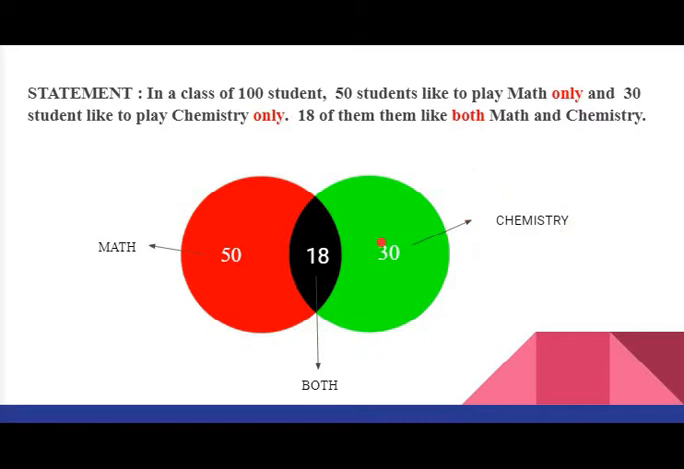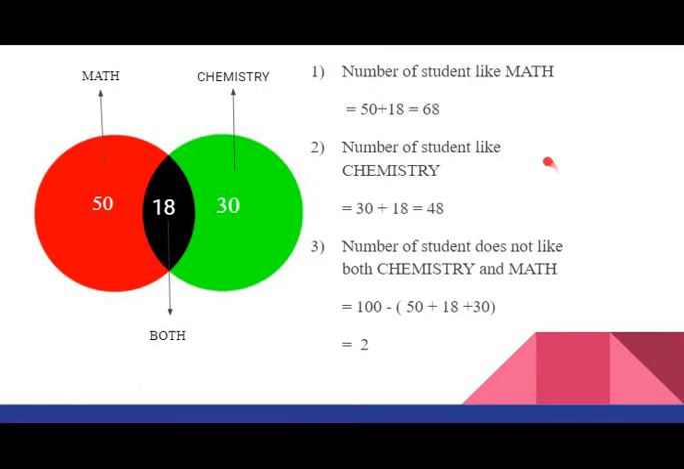Based on this Venn diagram, there are some questions. Let us see. The first question is the number of students who like maths. Here you can see that they did not use the word only. So it means this may contain the number of students who like math as well as chemistry. So the region in this Venn diagram which represents the number of students who like math is the red region plus the black region. So the answer will be 50 plus 18, that is 68.